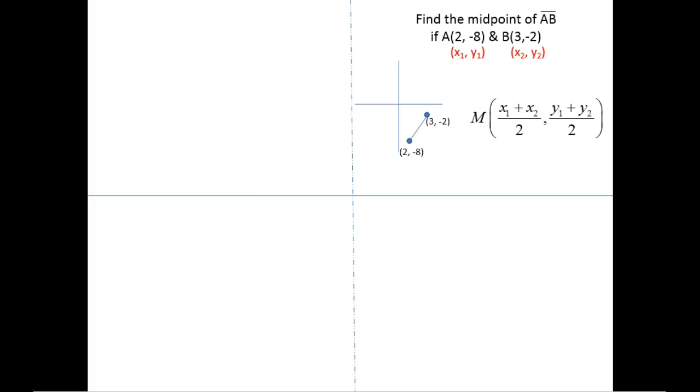Okay. All right, so then we just replace them. This is fairly straightforward. x1 plus x2, so it's just 2 plus 3, and then y1 plus y2, negative 8 plus a negative 2, over 2. So all I did was substitute the x1s, y1s.